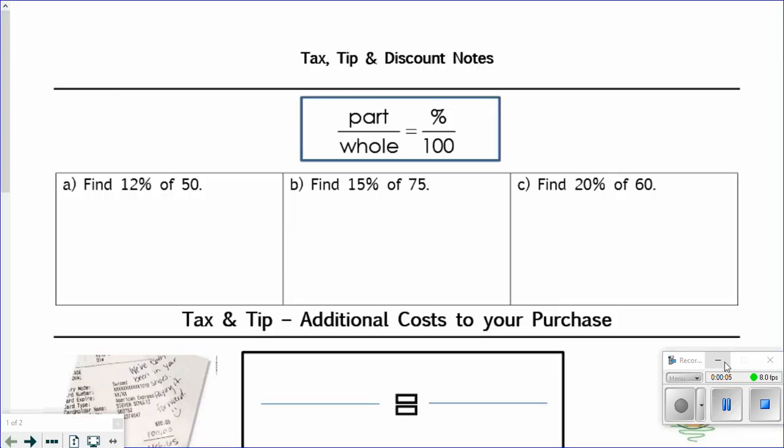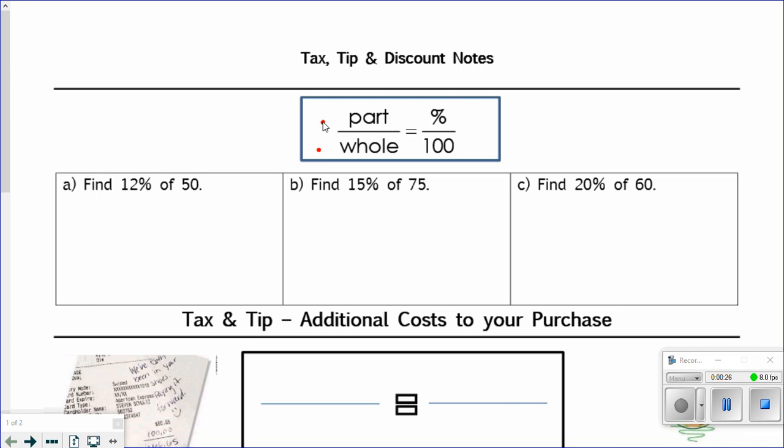All right, so today we're going to go over tax, tip, and discount. We'll just start with tax and tip though. But even before that, we're going to review how we set up these proportions. So proportion fractions by itself are always part to whole. Right? A fraction is the part to the whole.